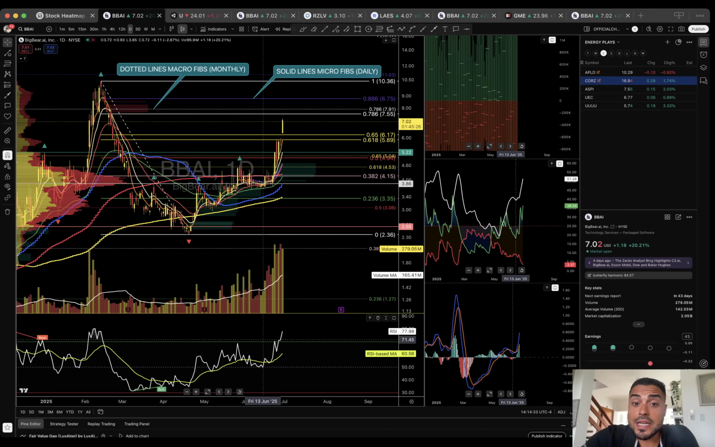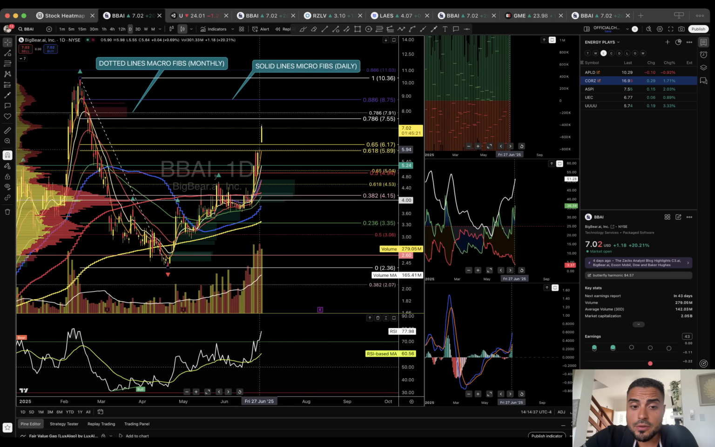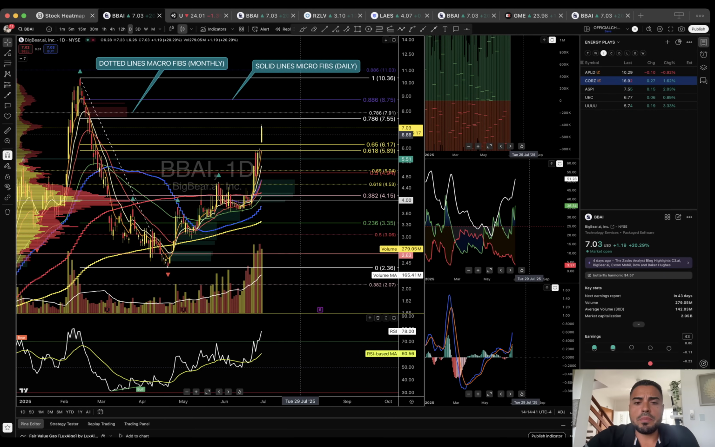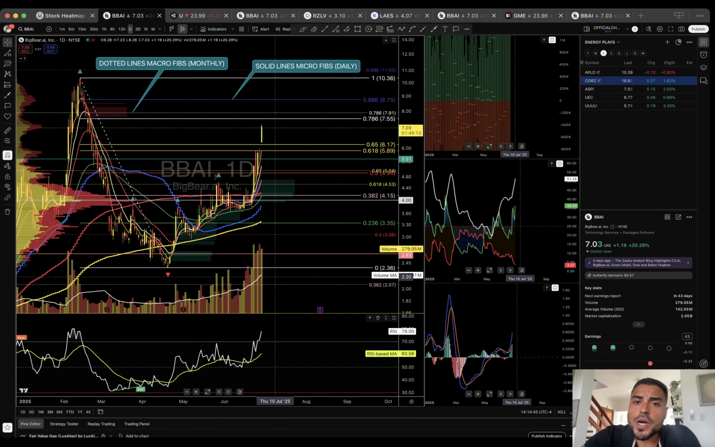Now, we're here again on BBAI. We left the gap on the daily from, I think it's 5.99, completely catapulting over the golden ratio, the golden pocket. So, what do I expect for BBAI?